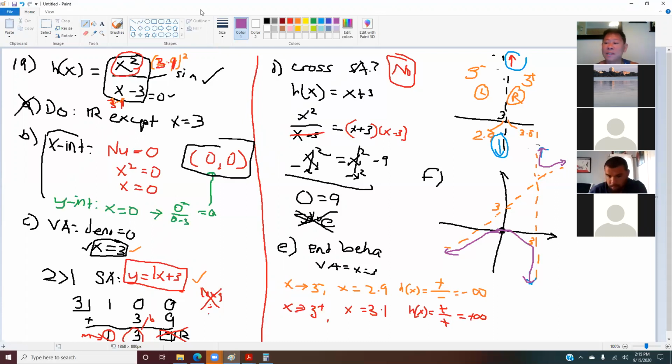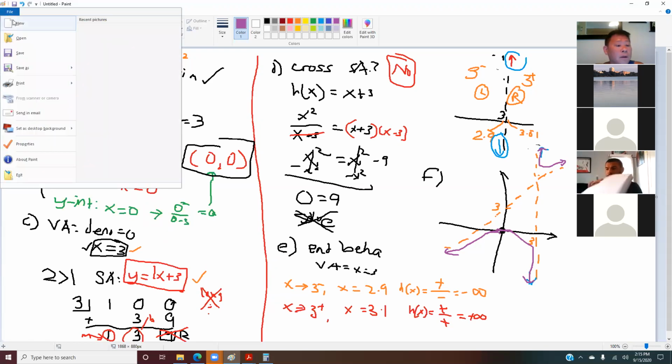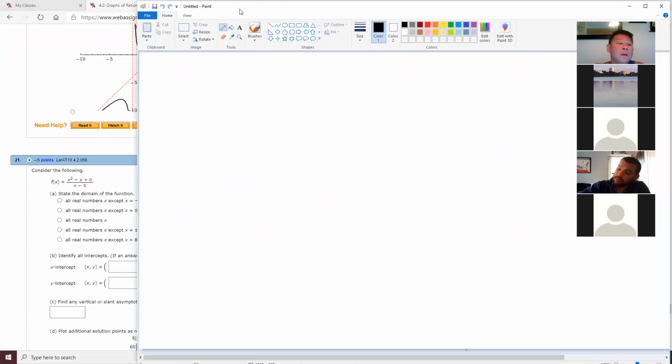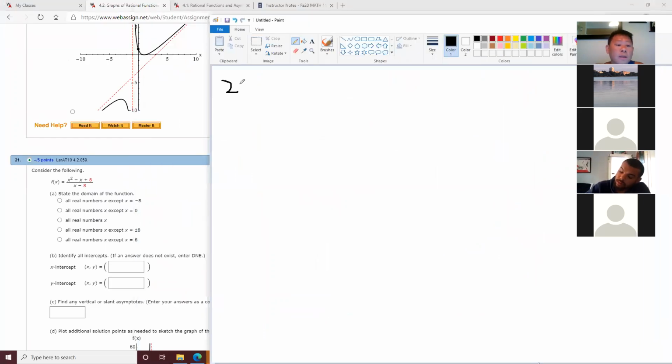I think in 21 you see a hole in this case. This one doesn't have a hole yet. All right, I'm going to move on to number 21 here. Question 21 is where they give you this function again. Yep, this one might have a hole on it. I don't know, we'll see.